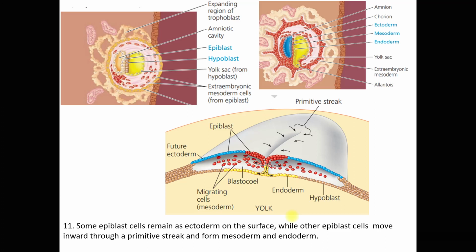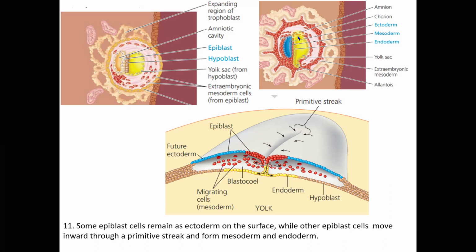Now, some epiblast cells will remain as ectoderm on the surface. Now, this is the yolk sac, right? Then, now we have this diagram. Initially, we have this diagram, right?